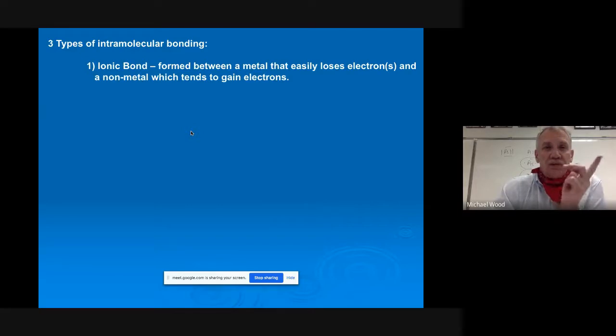Okay, now, three types of intramolecular. So again, prefix intra. That's what we're doing the next couple weeks. Intra, so a bond within a molecule. An ionic bond is the first one. It's formed when a metal that easily loses electrons and a non-metal which tends to gain electrons.